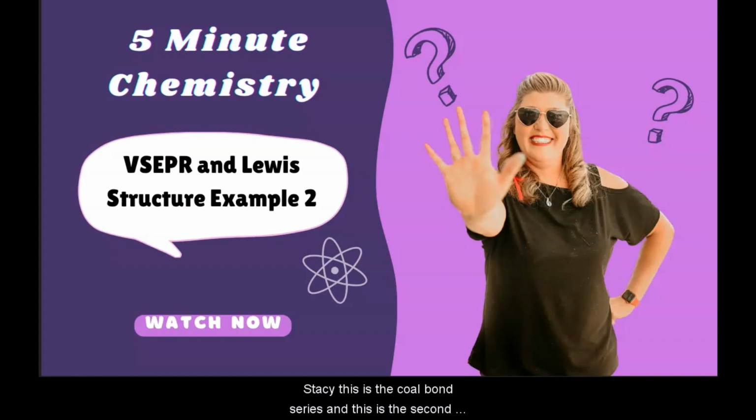This is the covalent bond series, and this is the second example of how VSEPR and Lewis structures can work together to model the molecular geometry of a molecule. Let's go.